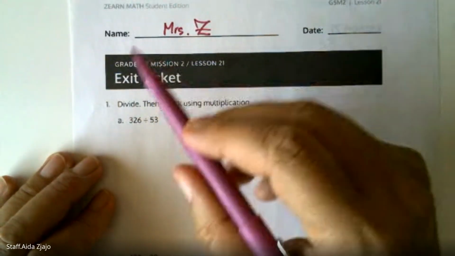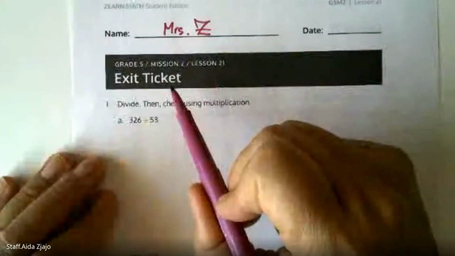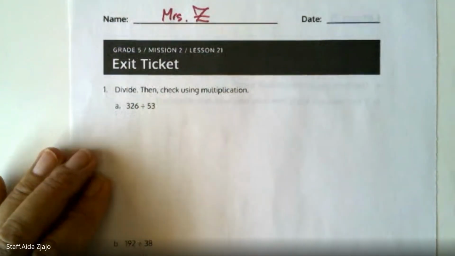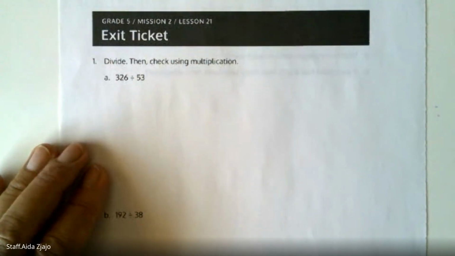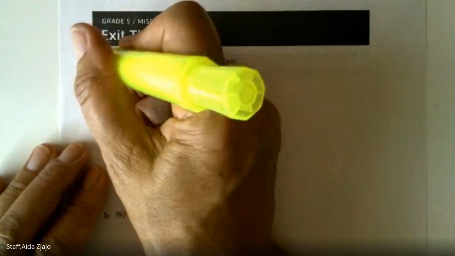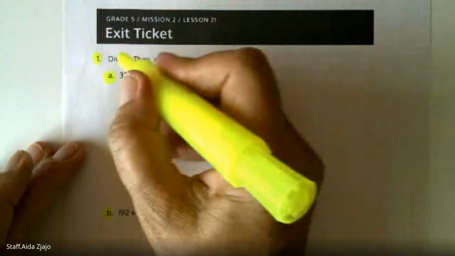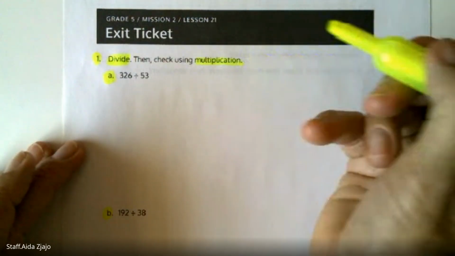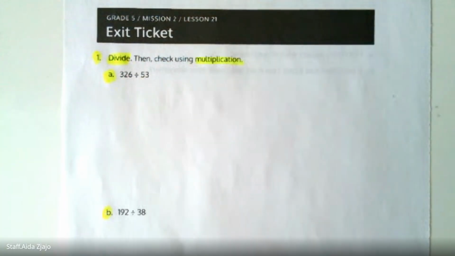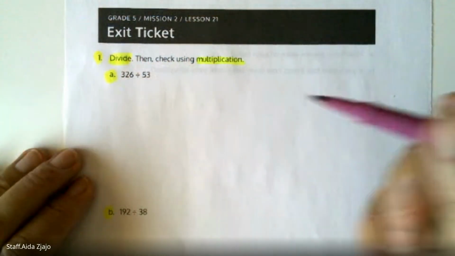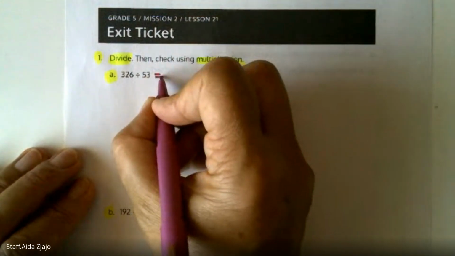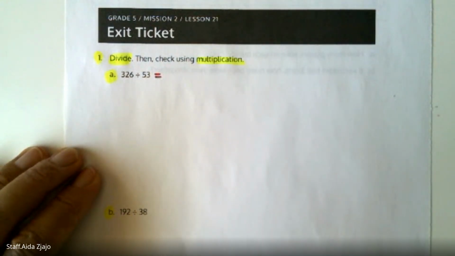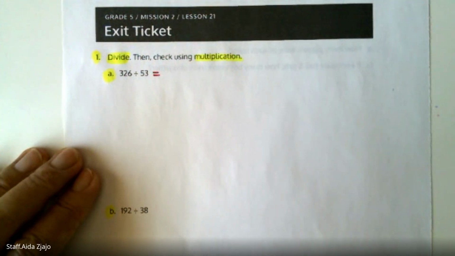Okay, today we have grade 5 mission 2, lesson 1, exit ticket. Question 1, A and B: divide, then check using multiplication. That's what we're going to do. So I know we need to divide 326 by 53.